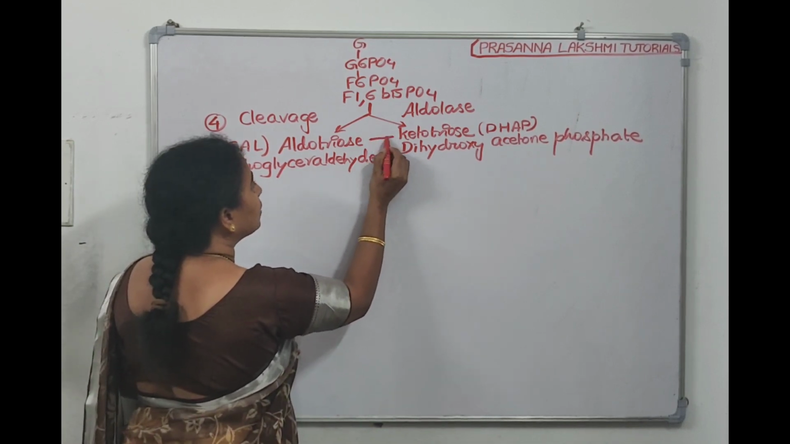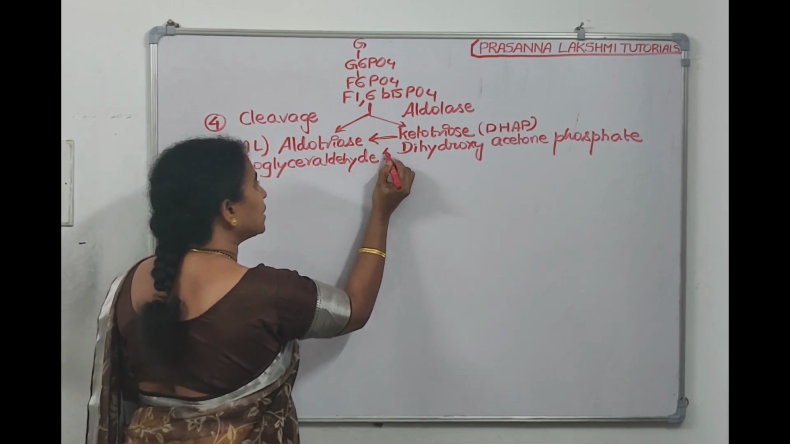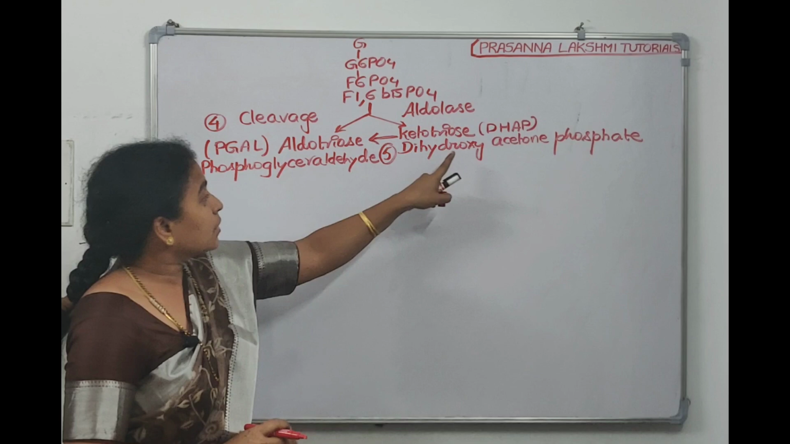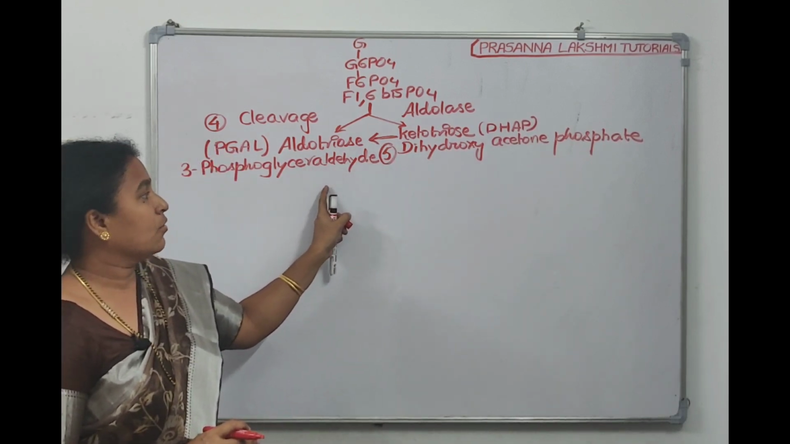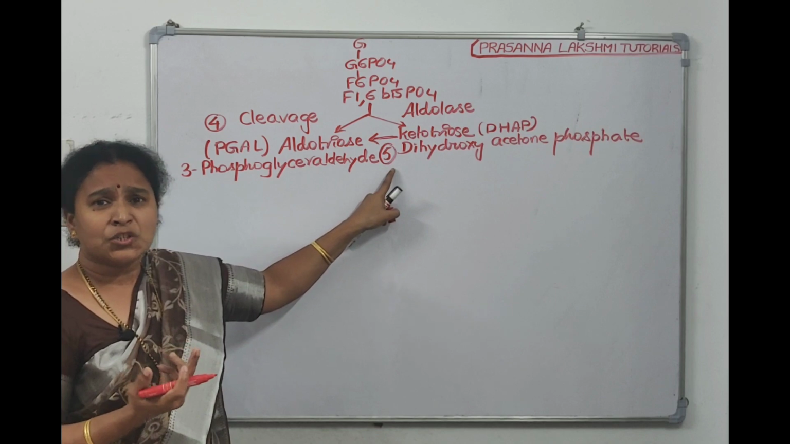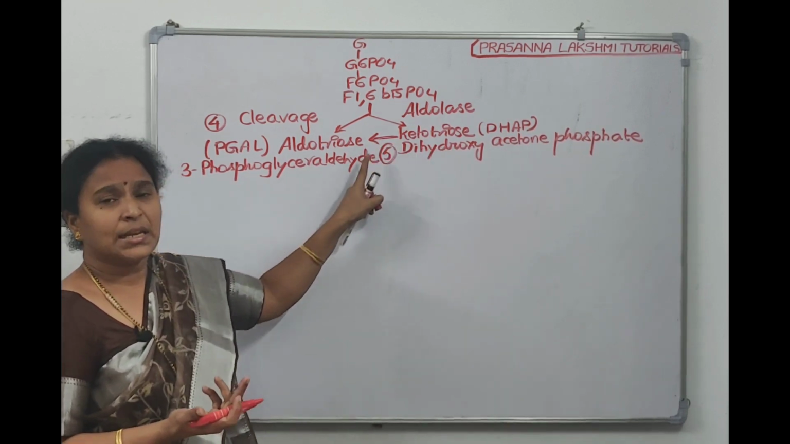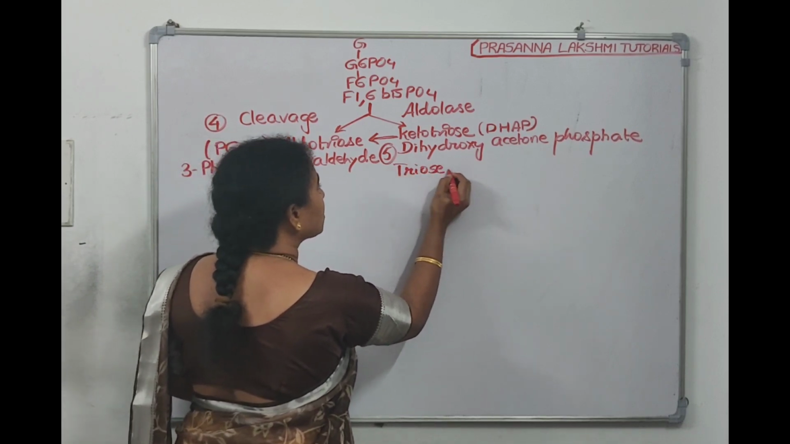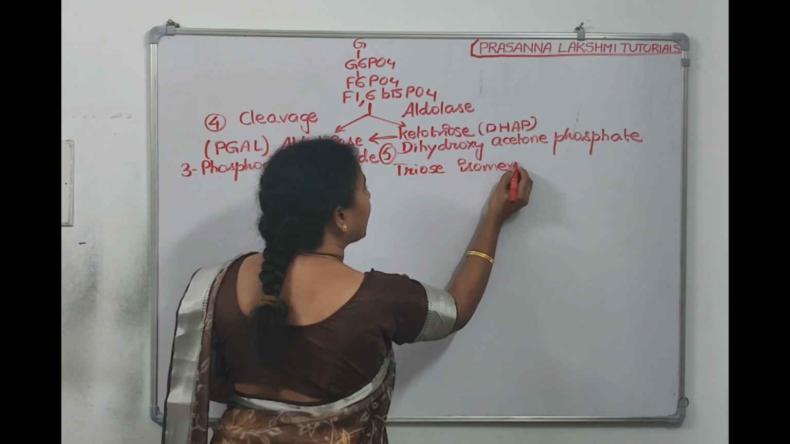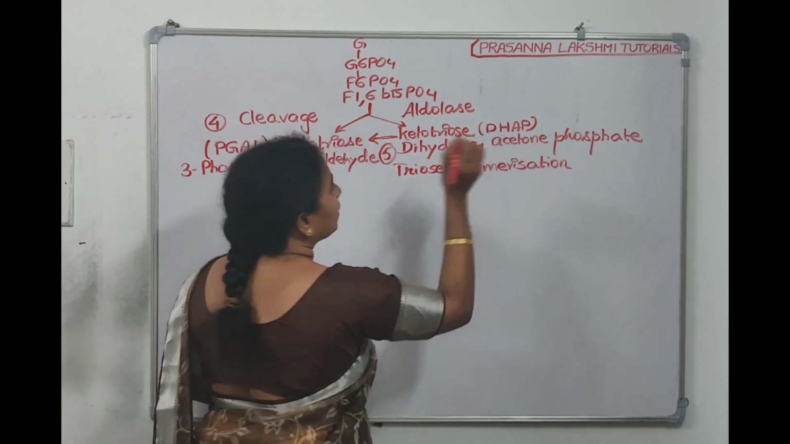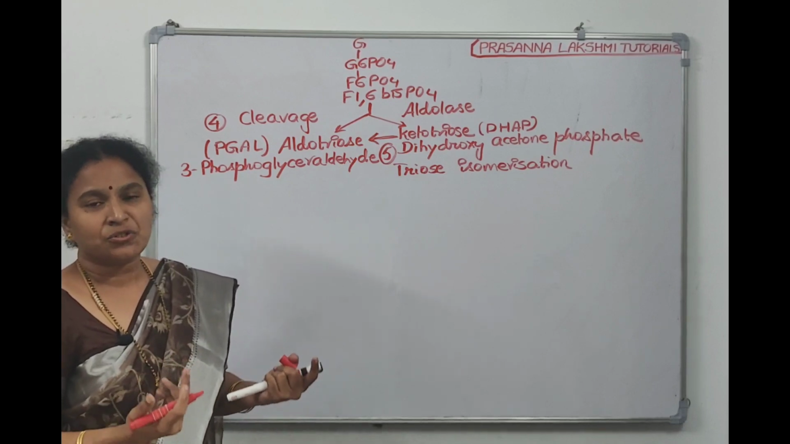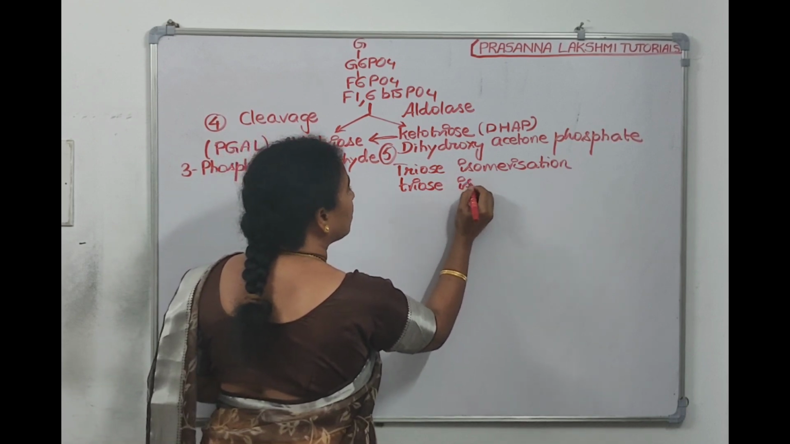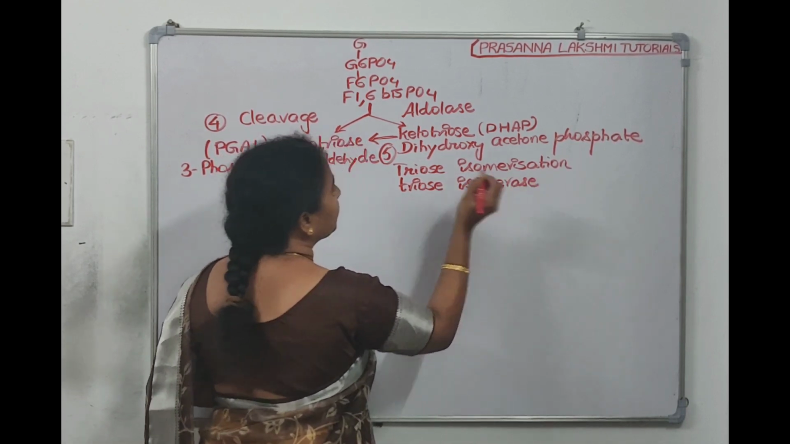In the fifth reaction, the ketotriose gets converted to aldotriose. Then that is reaction number 5. It is triose isomerization. The triose is getting isomerized. So reaction number 5, I'm writing it down here. It is called triose isomerization. And the name of the enzyme will be triose isomerase. Triose isomerase is the name of the enzyme.